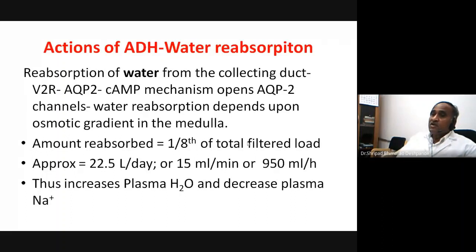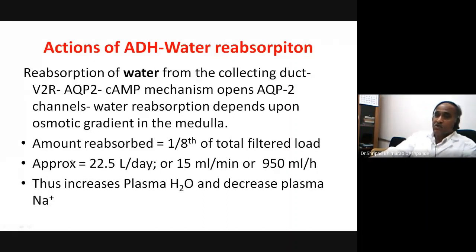GFR is about 125 ml per minute. So 1/8 of the 125 ml. Say for example, if you make it 120 ml, divided by 8, it is approximately equal to 15 ml of water reabsorbed from this component. So this is 15 ml per min. That means 1/8 of the GFR is reabsorbed.